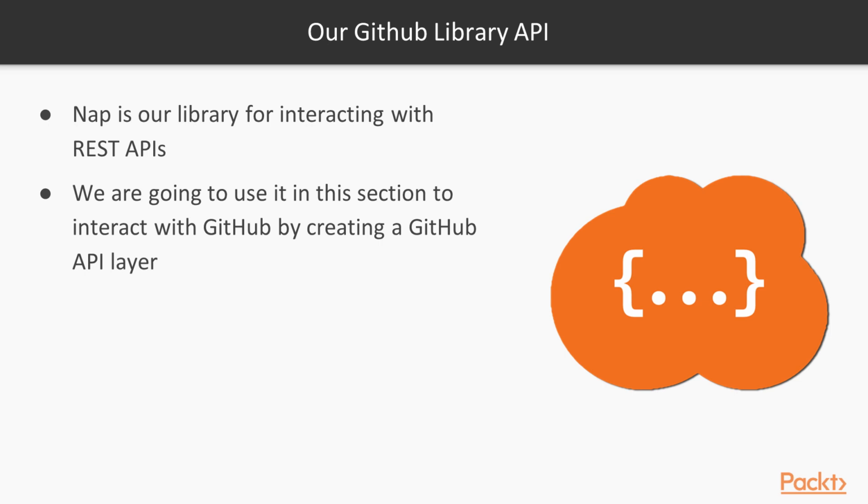Designing the API. In this section, we're going to design our GitHub library API. NAP is our library for interacting with REST APIs, and that's what we're going to make use of. We're going to use it to interact with GitHub by creating a GitHub API layer. We're going to create a new API with NAP and add resources to that API, and we're going to use routers so that we can parse the responses that we get back from GitHub and print information to the user or take actions.